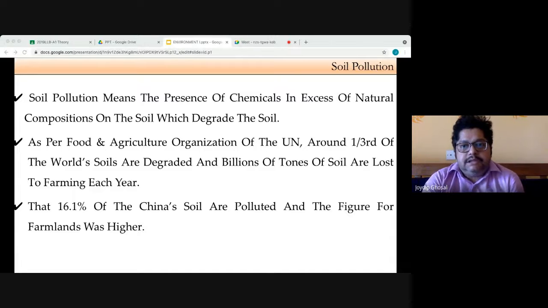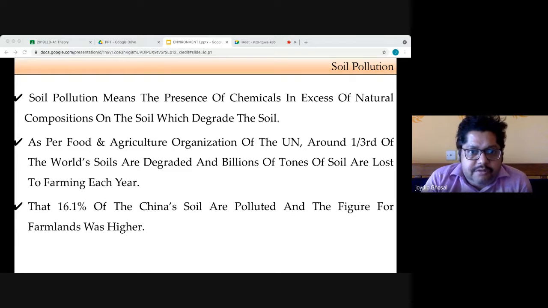Okay, next it was soil pollution. Soil degradation is another serious environmental challenge being faced by the modern world. Soil pollution means the presence of chemicals in excessive nature in the natural composition of the soil, which can degrade the soil. Whenever the presence of chemicals in the soil is excessive, it can cause degradation of the soil.